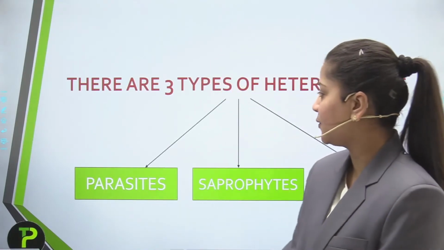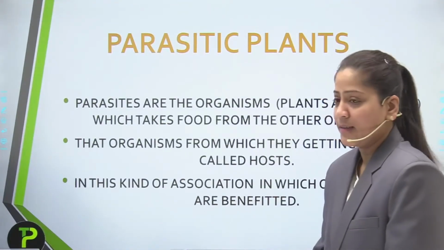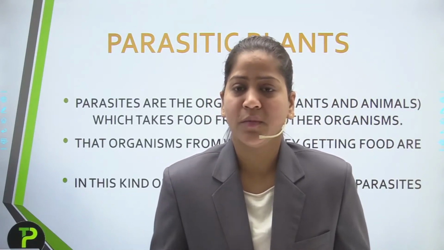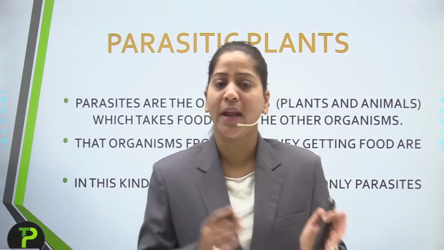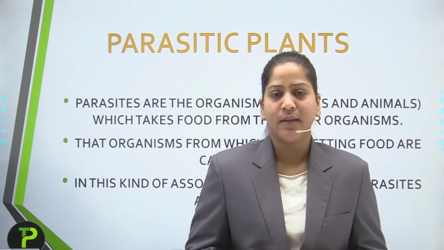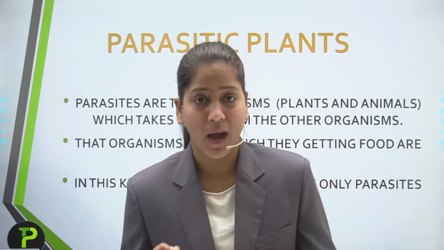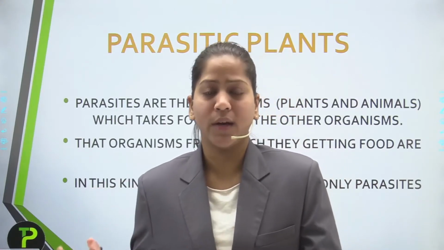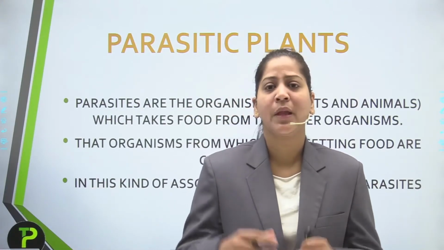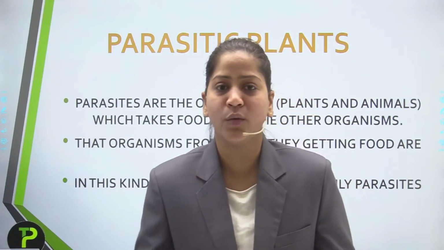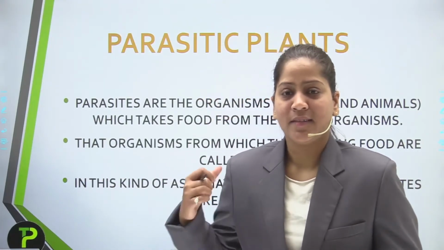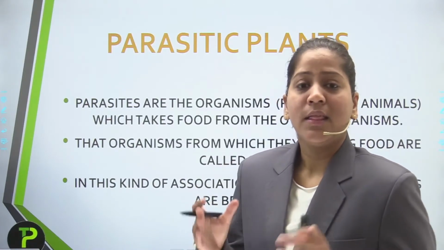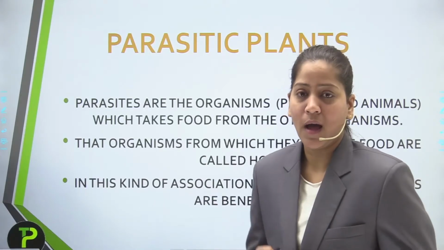Let's move and discuss the first one, that is parasitic plants. As we know, heterotrophs means those organisms which depend on plants or animals to get food and nutrients. They may be animals, plants, insects, or any organisms which depend on other plants or animals to get food. But we will be discussing plants only in this chapter, as this chapter is about only plants. Now we will be discussing parasitic plants. There are some plants which are parasites.